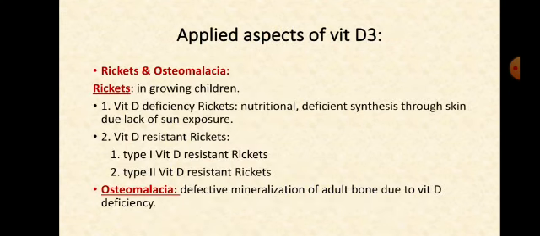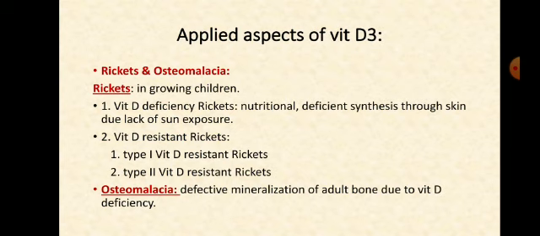So, this is how calcium homeostasis is contributed to by vitamin D3. Now, some applied aspects of vitamin D3. When vitamin D3 gets deficient, there occur different situations, which differ from children to adults, and the scenarios are called rickets and osteomalacia.